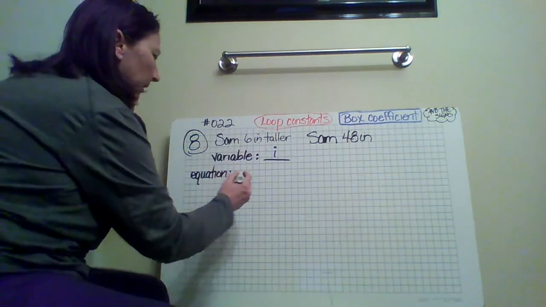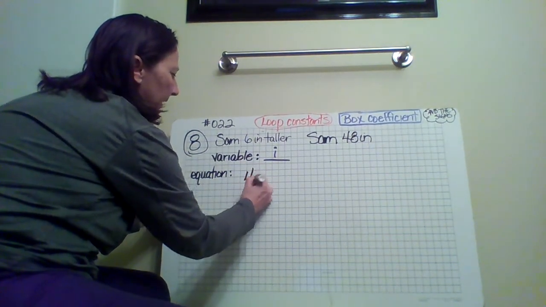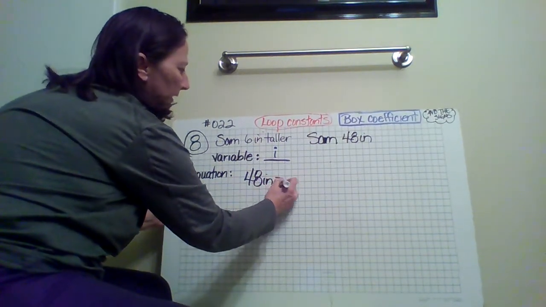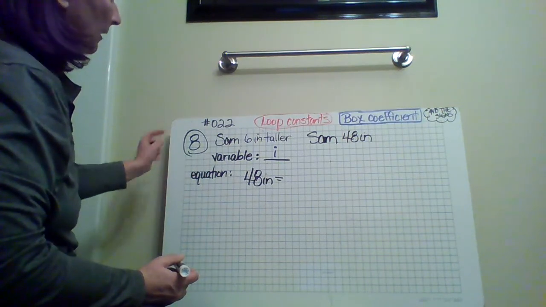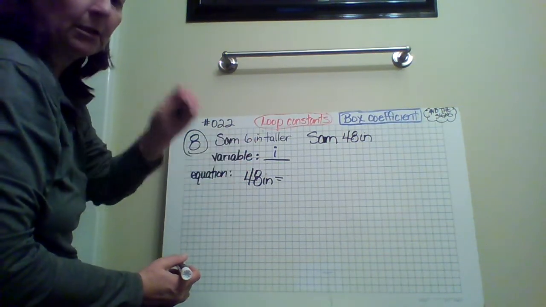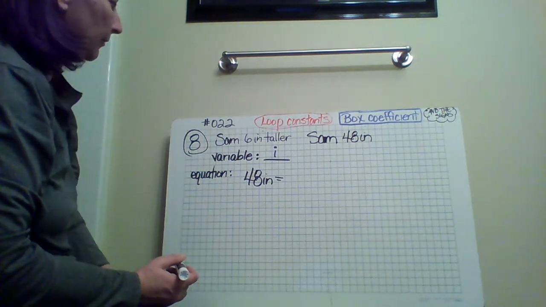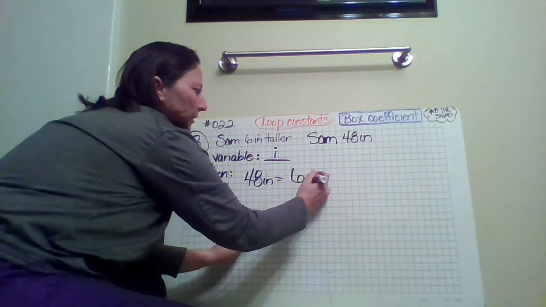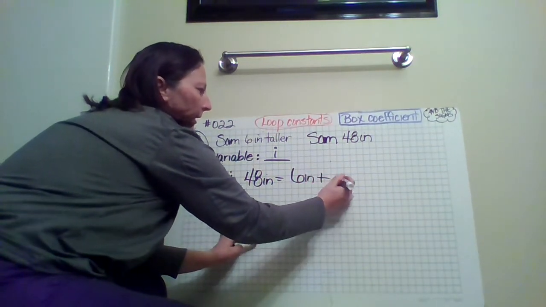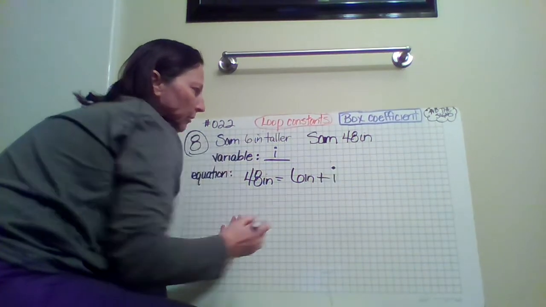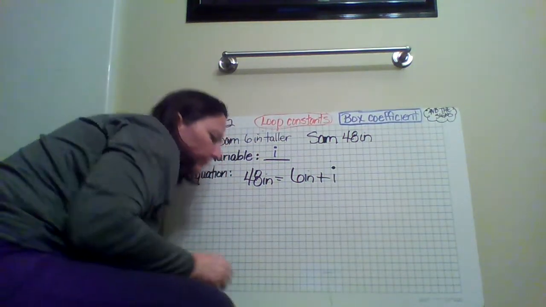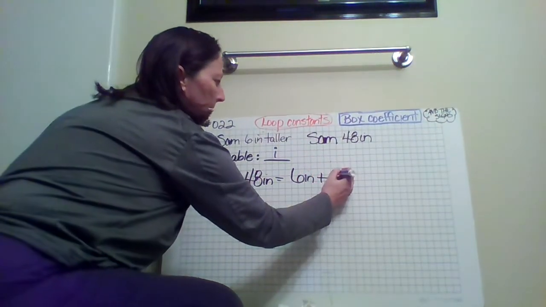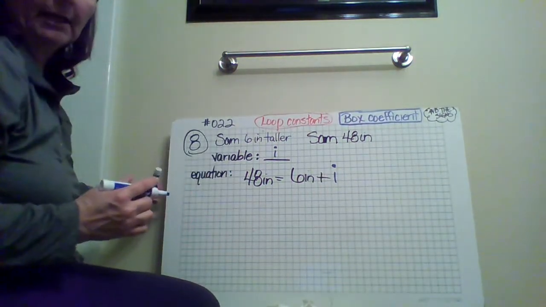Well, if Sam is 48 inches, he is 6 inches taller than his brother Elijah. So he is 6 inches taller than Elijah's inches. So we'll choose letter I. I'll make that variable blue. So these are the inches for Elijah.